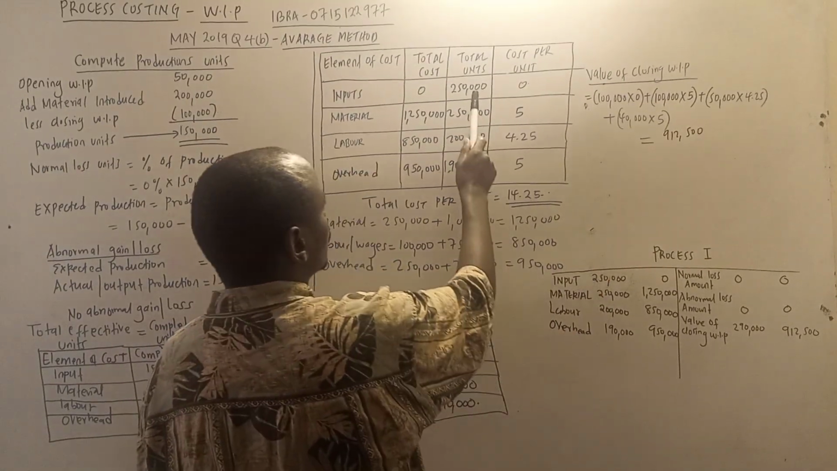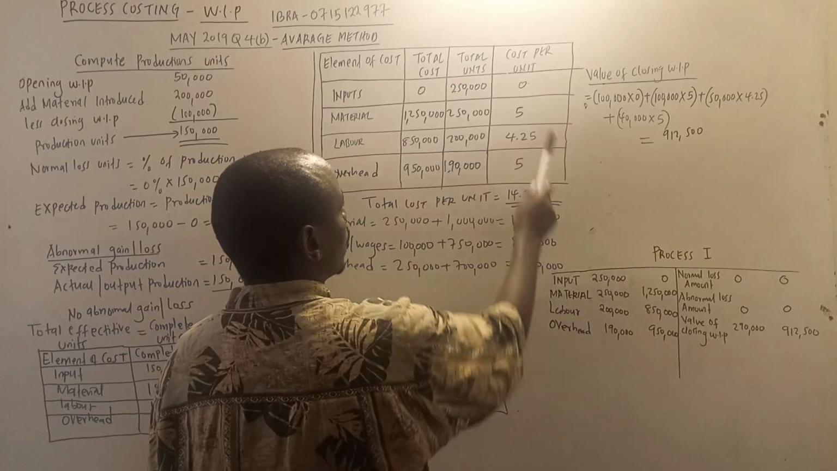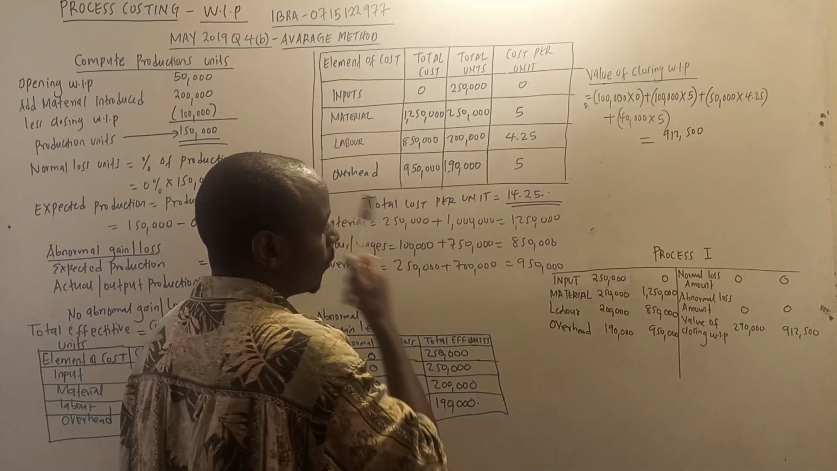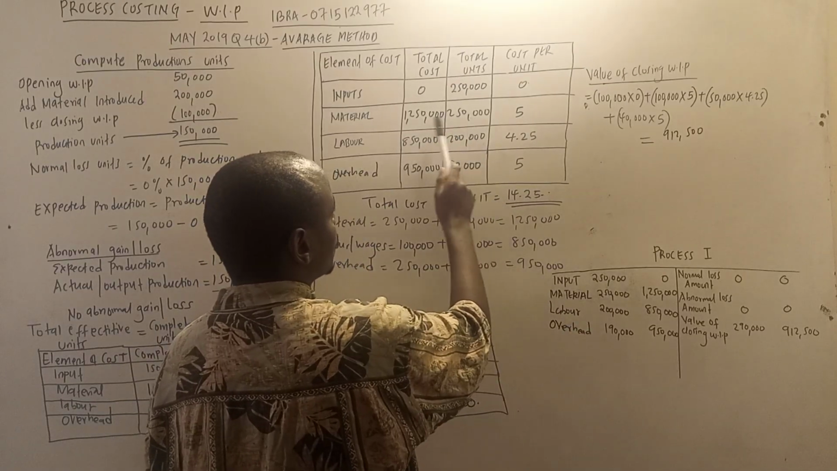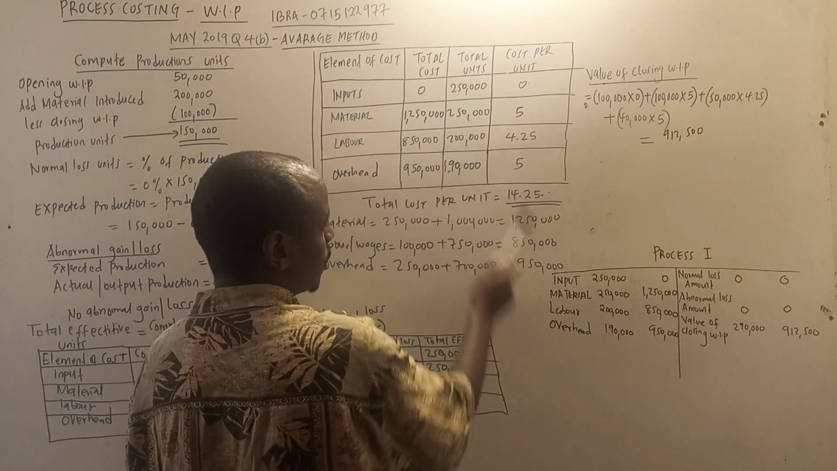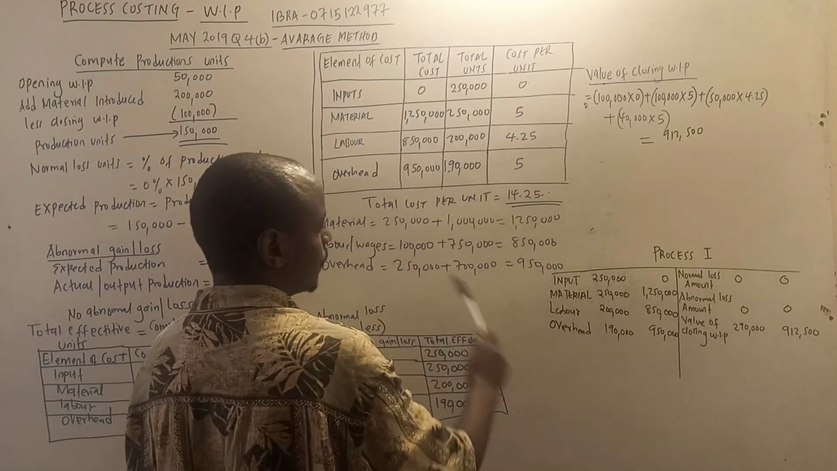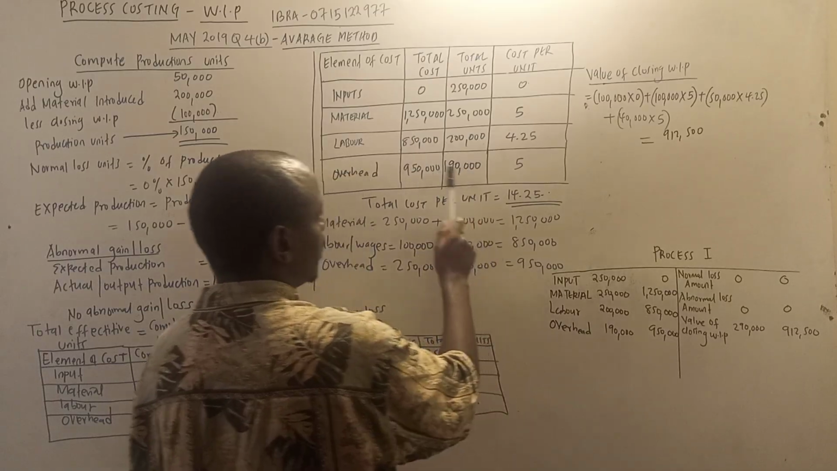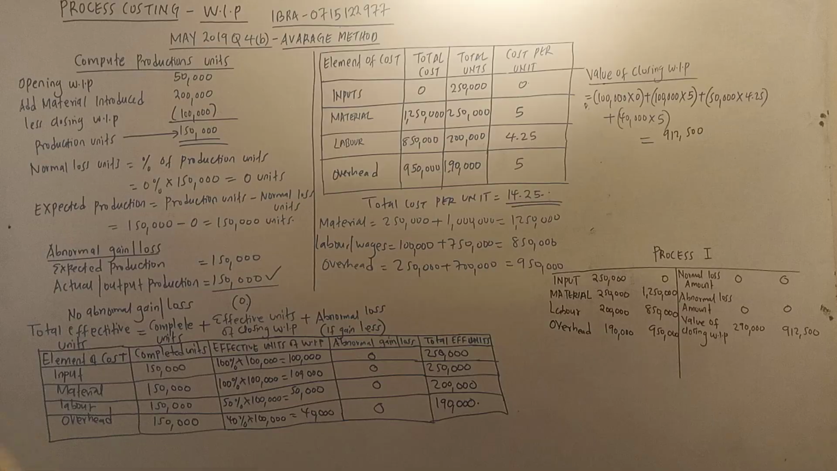For inputs, units is 200,000, cost is 0. For material, units is 250, cost is 1250. For labor, units is 200,000, 850. For overheads, 190 and 950, in that order.